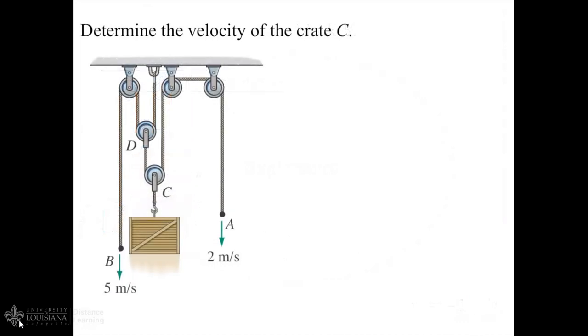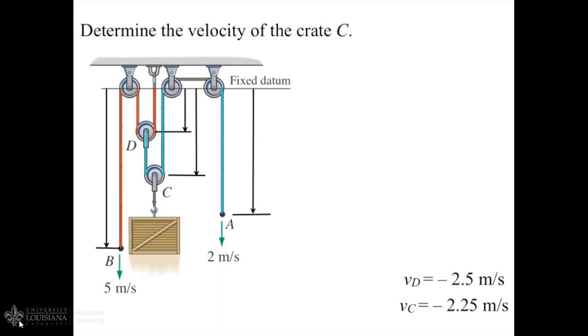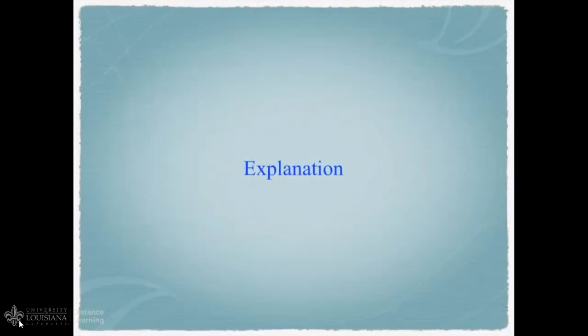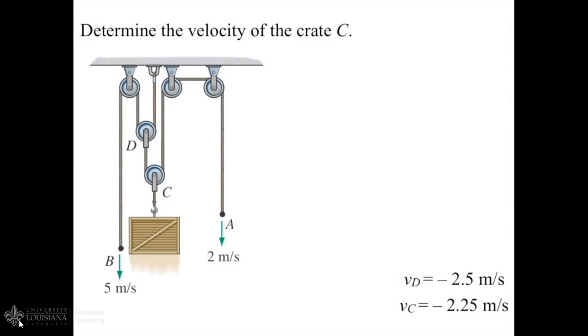Now let's solve a problem that involves two chords, like this one. See if you can find the velocity of the crate when each end of these two chords is pulled down with the velocities you see here. Well, to solve the problem, we'll have to write two position coordinate equations. So let's begin by writing one for this chord. We set up a fixed datum through the three fixed points like this, and then we'll measure the end of the cord with a coordinate S sub B. And then we'll go to this point with a coordinate S sub D.